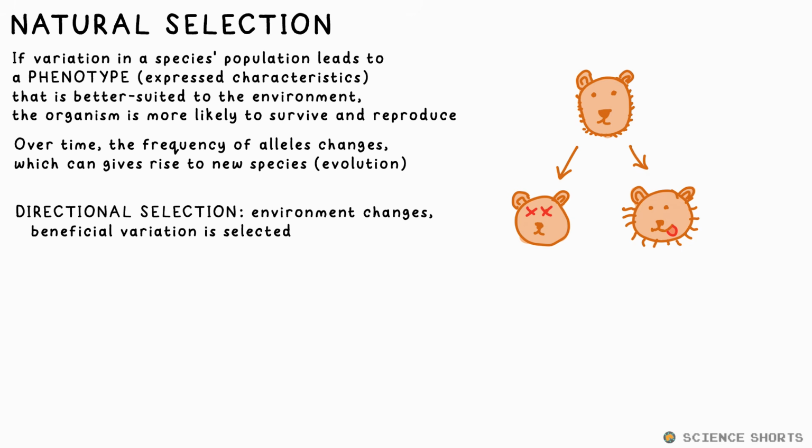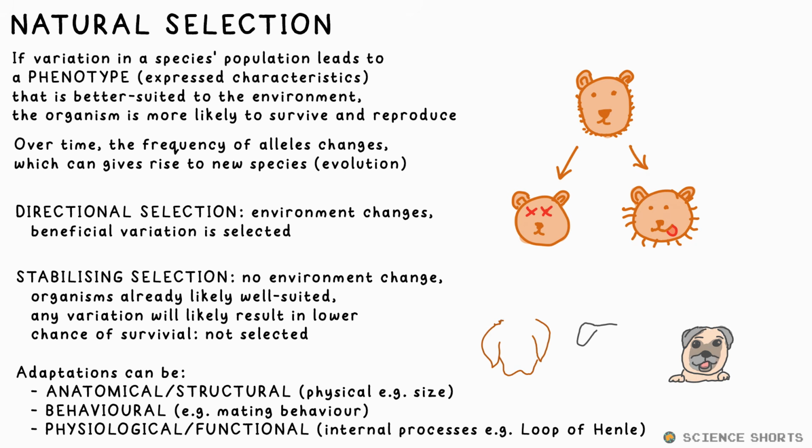Directional selection is when an environmental change occurs and individuals with the phenotype, the set of expressed characteristics, that's best suited to the change, are more likely to survive. Stabilizing selection is when the environment is stable, meaning that the species is already probably well adapted to it. Therefore, any variation will likely be detrimental, so they're not selected.